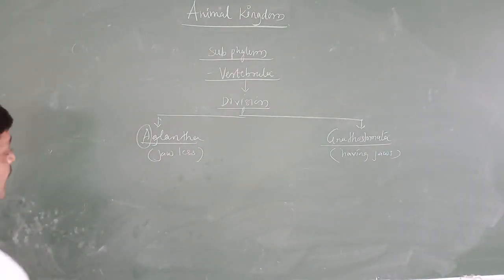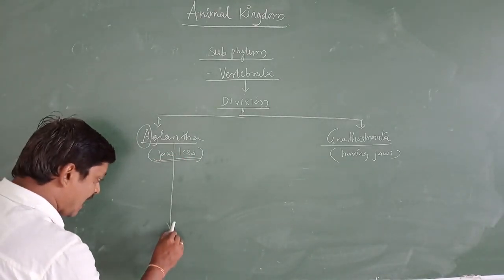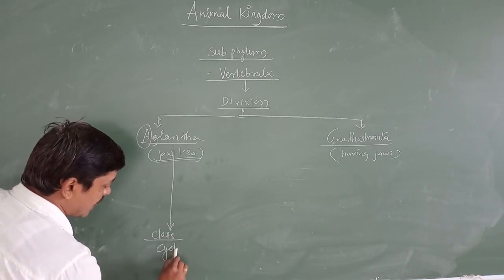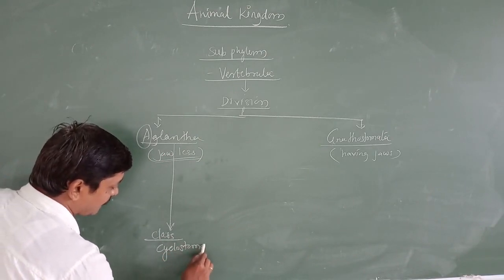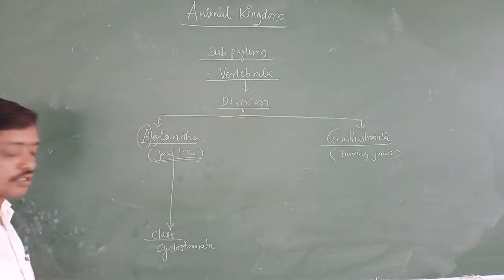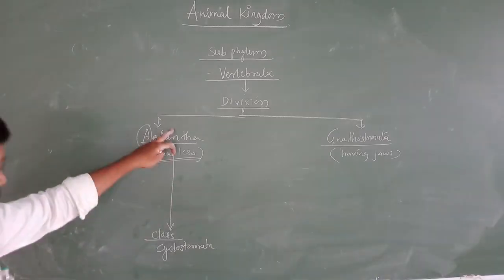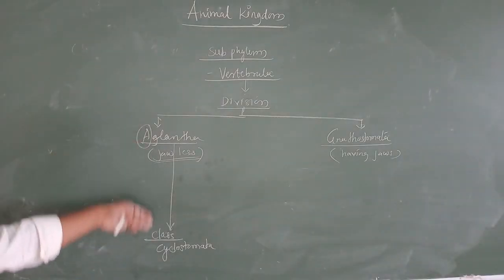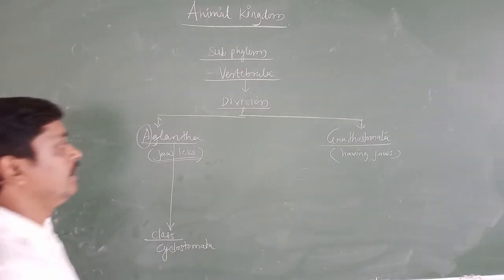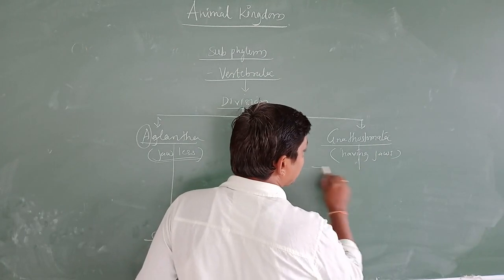Understood? Lack of jaws means jawless. Agnatha has only one class, that is Cyclostomata. Agnatha has one class, that is Cyclostomata. Now here, Gnathostomata means jaws.